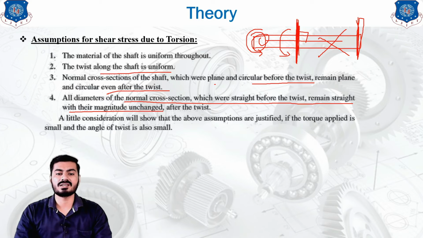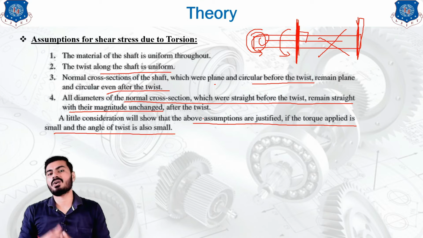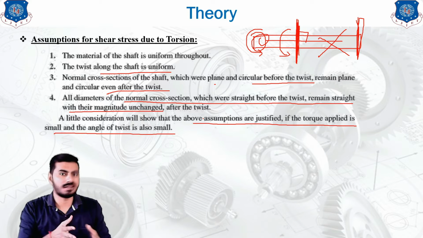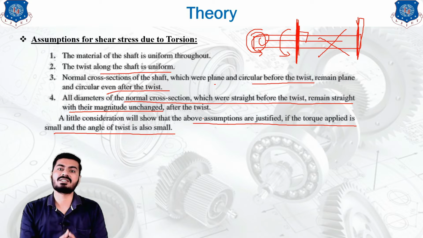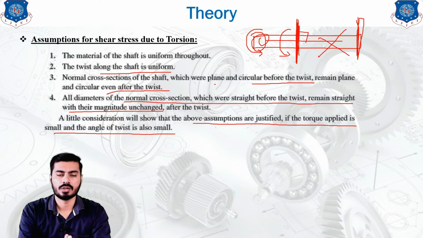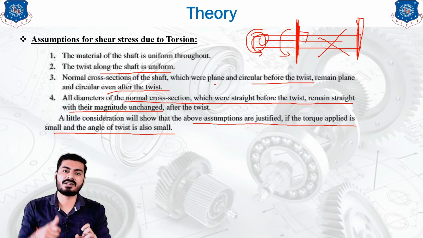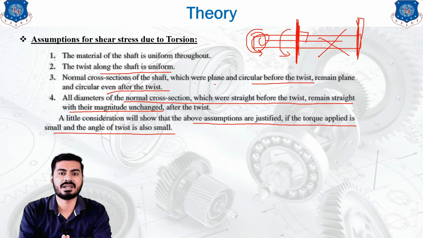Okay, so a little consideration will show you that the above assumptions are justified if the torque applied is small and the angle of twist is also small. Now you will have to understand that we are not talking about a shaft material which is very soft, or which is not metal, or which is less hard than metal. We are considering the material as a metal or some material which has strength more than the metal. So if you twist the metal with a small amount of torque, the twisting of the metal will be a small number of degrees, and that's why these types of assumptions are clearly applicable in that condition.